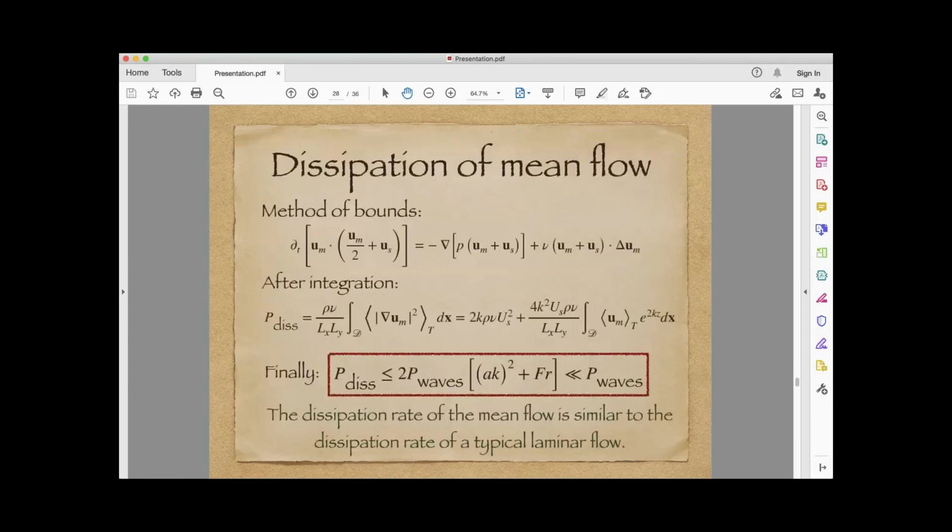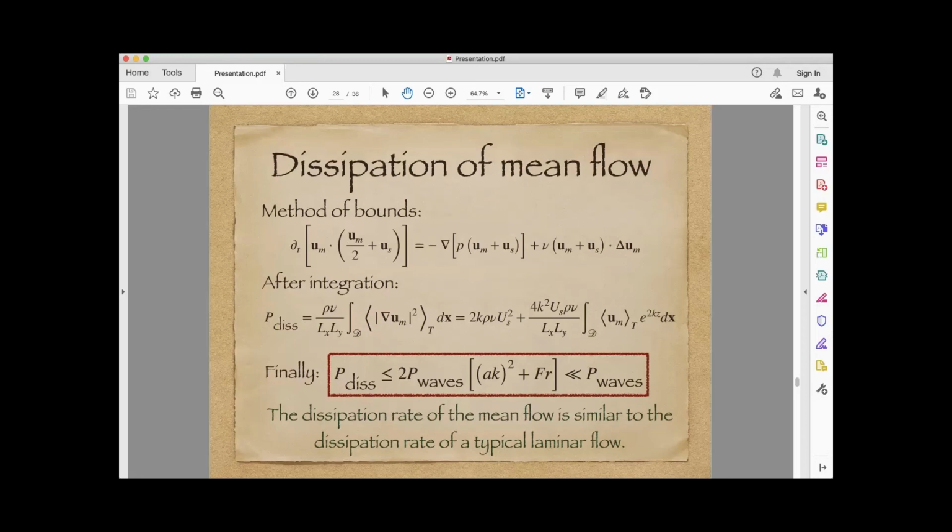The second question that I wanted to ask was about the dissipation of this mean flow. How much does this mean flow dissipate? How much energy does the mean flow extract from these waves? So how can we say something about the dissipation of this mean flow? We used a method which was quite successful here, which need not work all the time. This is the method of bounds.